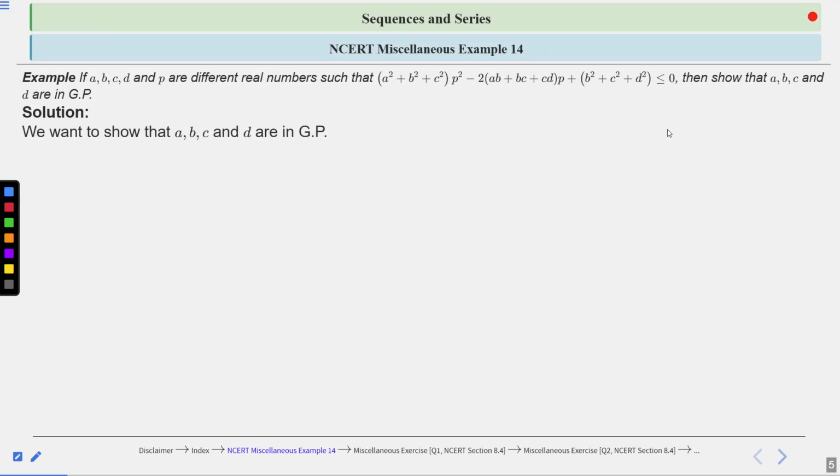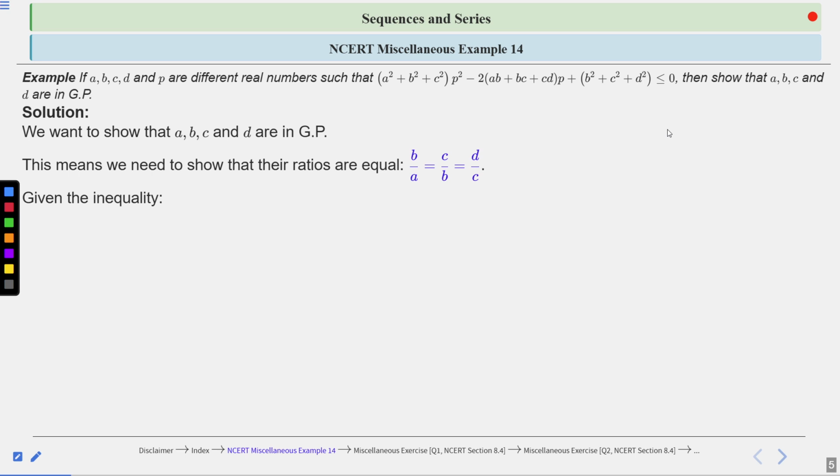Solution. We want to show that a, b, c and d are in GP. First recall, if we have 4 numbers a, b, c and d, the condition for GP is that b by a, c by b, d by c are all equal. You can say it is the common ratio, the ratio of consecutive terms. This means we need to show that their ratios are equal, like b by a equal to c by b equal to d by c.